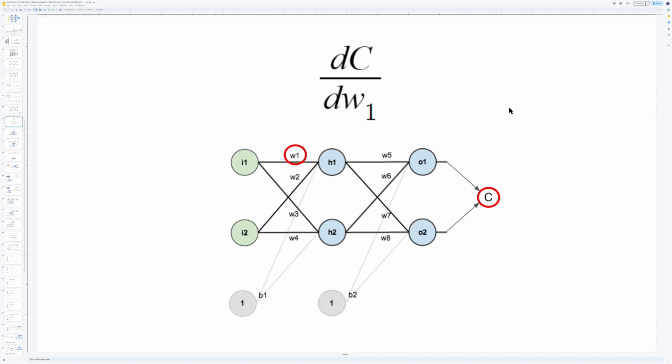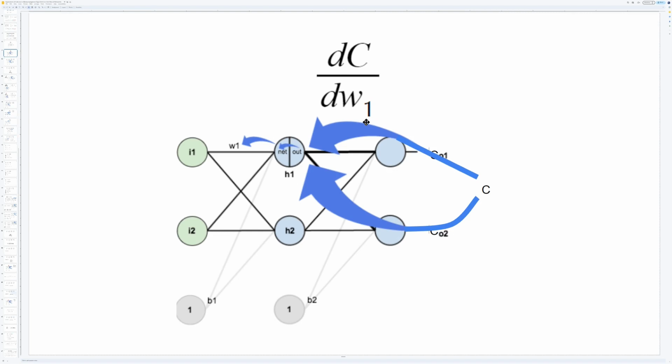A really intuitive way to think of this expression is the ratio of how an infinitely small nudge to W1 would change our cost value, divided by that infinitely small nudge to W1. To find the actual value of dcost over dW1, we're going to split it up into smaller derivatives. So these are the different steps to find how W1 affects cost. By finding how W1 affects net, and then how net affects out, when we multiply those two values, we will find how W1 affects out.